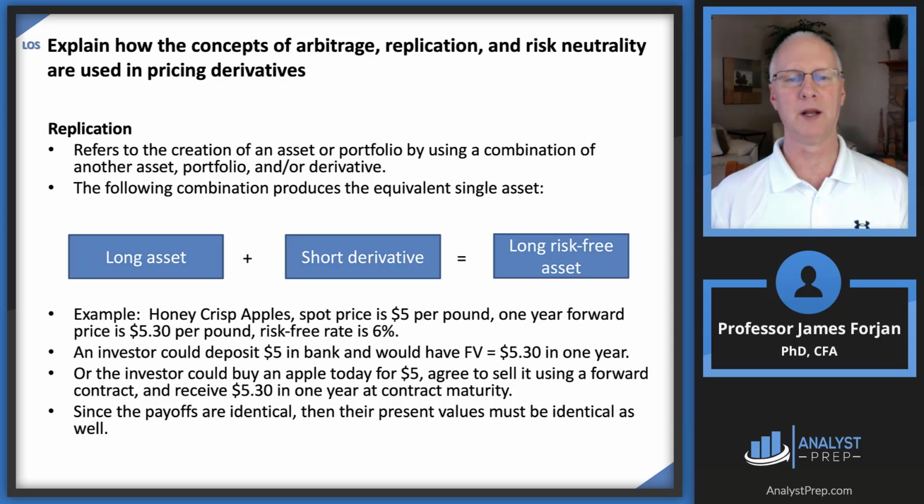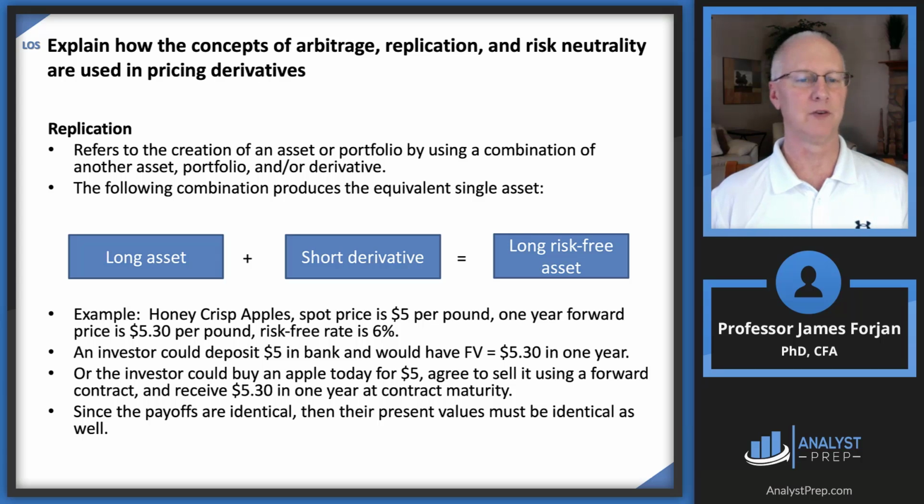My family and I, we love these Honeycrisp apples. Have you had Honeycrisp apples? I mean, they're so expensive, but they're so great. So let's suppose that Honeycrisp apples spot price is $5 per pound, way expensive. And the 1 year forward price on a Honeycrisp apple is $5.30 per pound, and the risk-free rate is 6%.